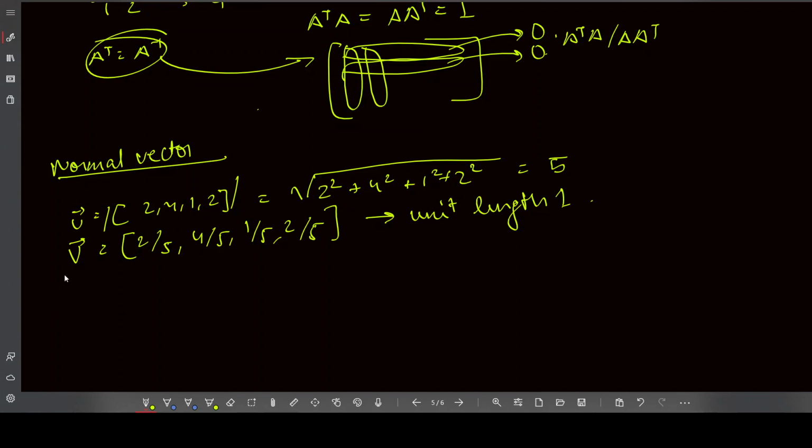Then after this, there's something called an orthonormal vector.